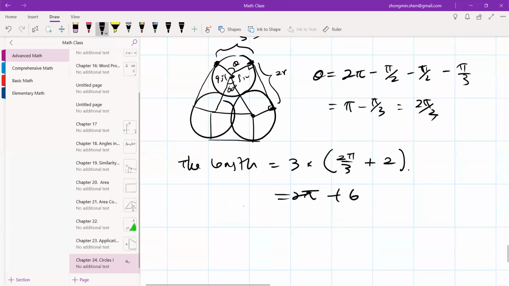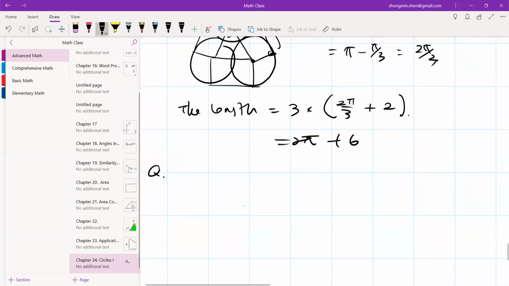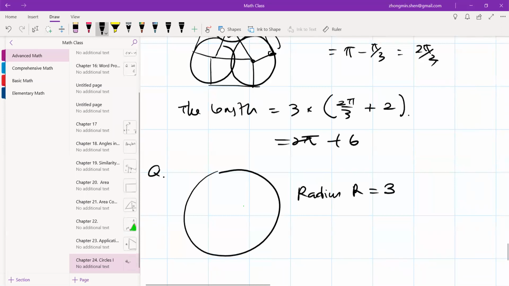All right, let's go back to the next problem. I have a larger circle. The radius is going to be 3. Okay? So inside the circle, I'm going to put 2 congruent circles. Okay? So this is the center. C is the center.